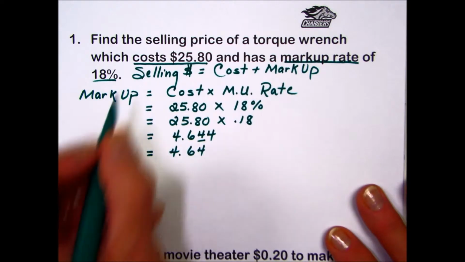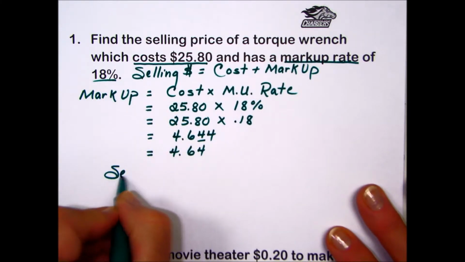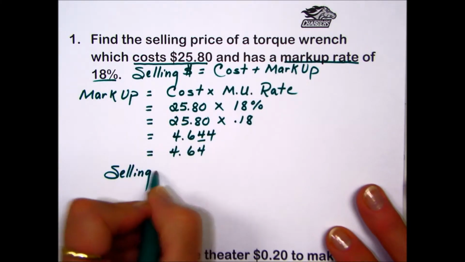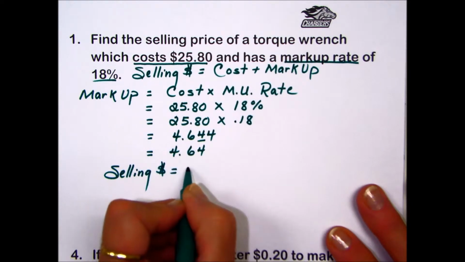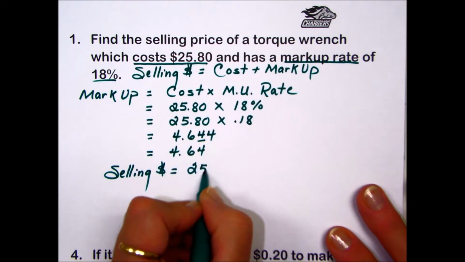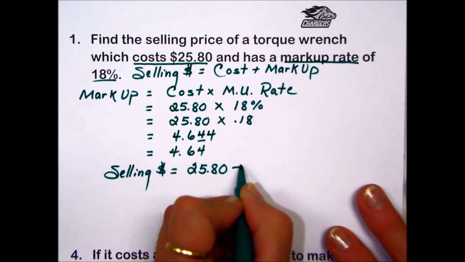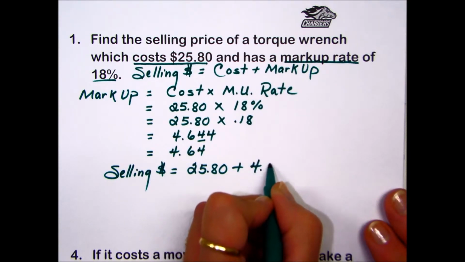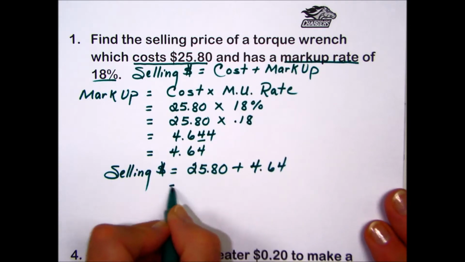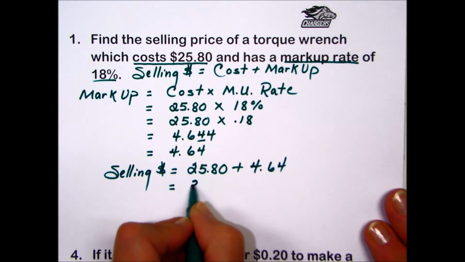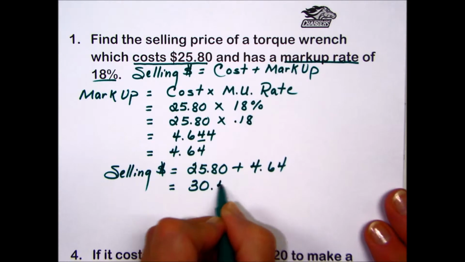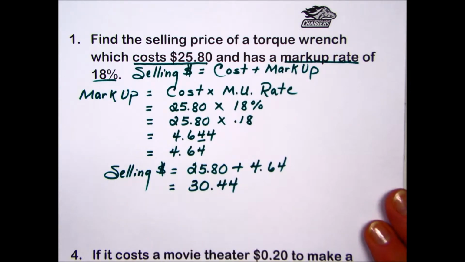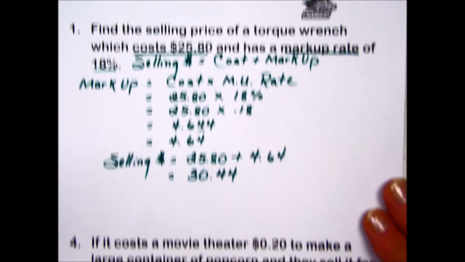$4.64. Filling in our selling price, then we can complete that calculation. Our cost of $25.80 plus the markup we just determined, a dollar amount of $4.64, adds up to a price of $30.44 for the selling or retail value.